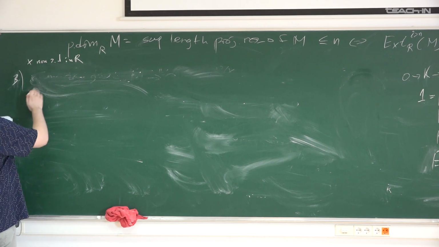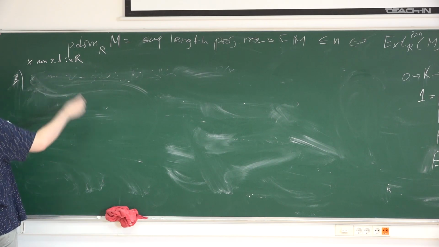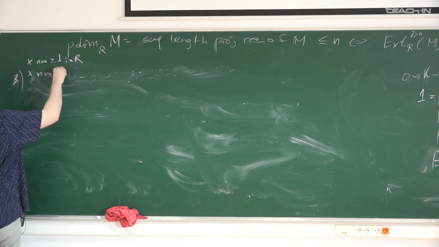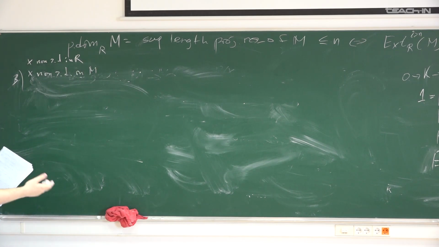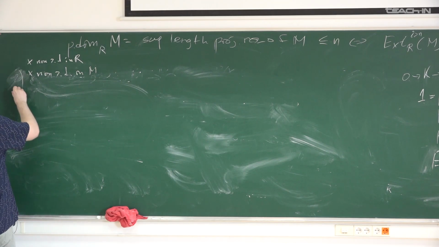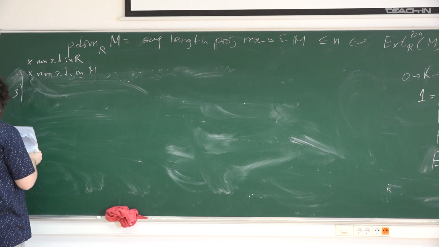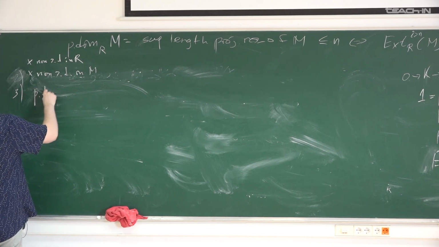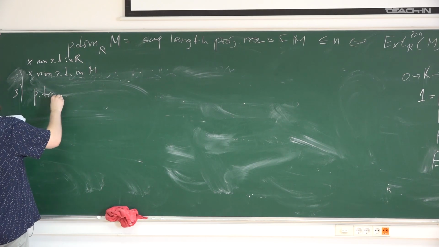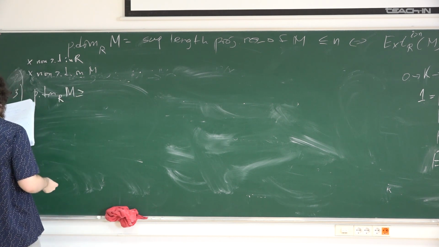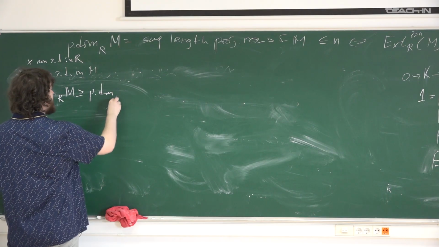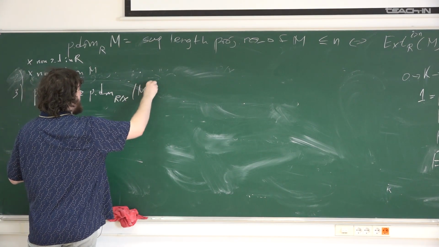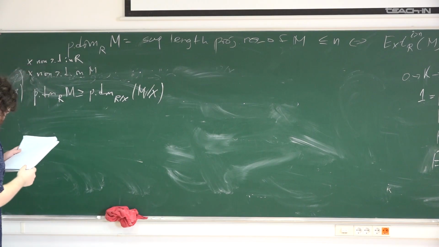Now, if X is a non-zero divisor in R and X is a non-zero divisor in M. In the previous situation, X acted by 0 in M. Now it's a non-zero divisor in M. And then the projective dimension of M over R is not less than the projective dimension of M modulo X over R modulo X.